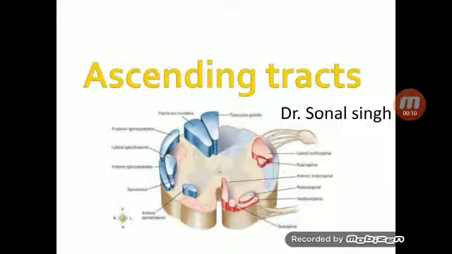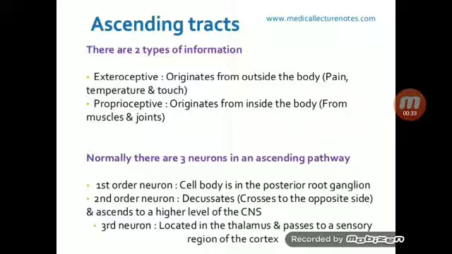They carry mainly two types of information: exteroceptive, which originates from outside of the body, and proprioceptive, which originates from the inside of the body. Proprioception is basically knowing one's position of joints, ligaments, and muscles in space. It's basically a three neuron system: first order neuron, second order neuron, and third order neuron.